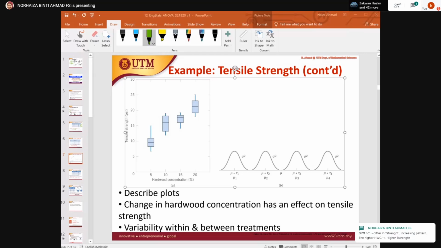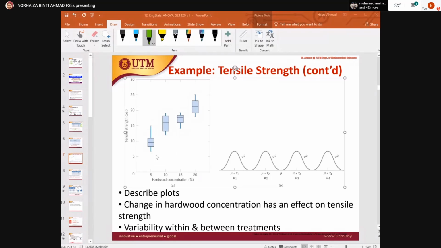Right? You've got 5% here. So basically, different hardwood concentration has different tensile strength, and the more you go up in the percentage of the concentration, the higher the tensile strength. That means when you treat your object with different treatment, you would have some variability here. What about within each treatment?